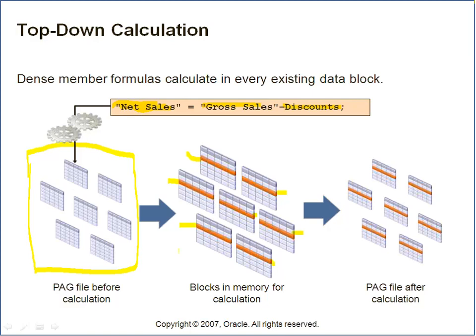So let's say if you have 1500 blocks, then that calculation of 1500 data values will be calculated 1500 times. This will happen when you do not have any control based calculation. So in your page file, you will end up with having the net sales for all the blocks.